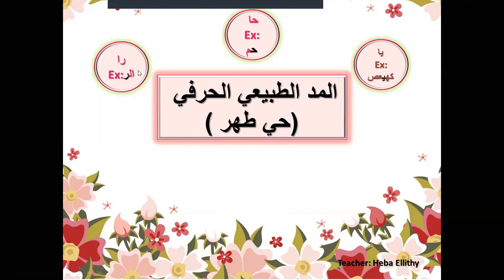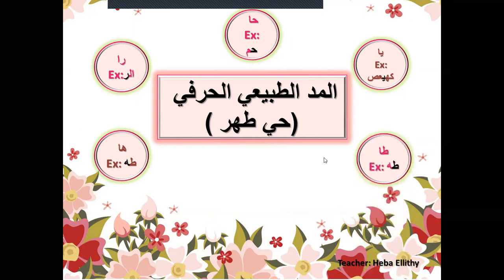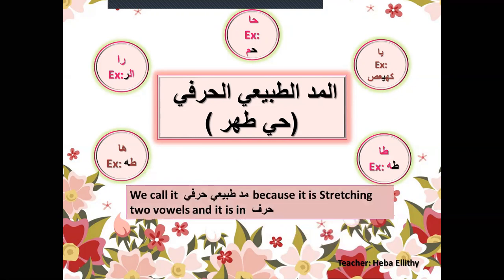These are just examples, okay? Ha from Taha, and I can take Ta from the same word Taha, or Ha from Kaf Ha Ya Ain Sad. All of this is a letter. When I write it, I will find the second letter of it is a mad letter, and before it the same haraka. So it's like natural mad, but it comes in a harf. So that's why it's مد طبيعي حرفي, natural mad, but it's stretching in the letter.